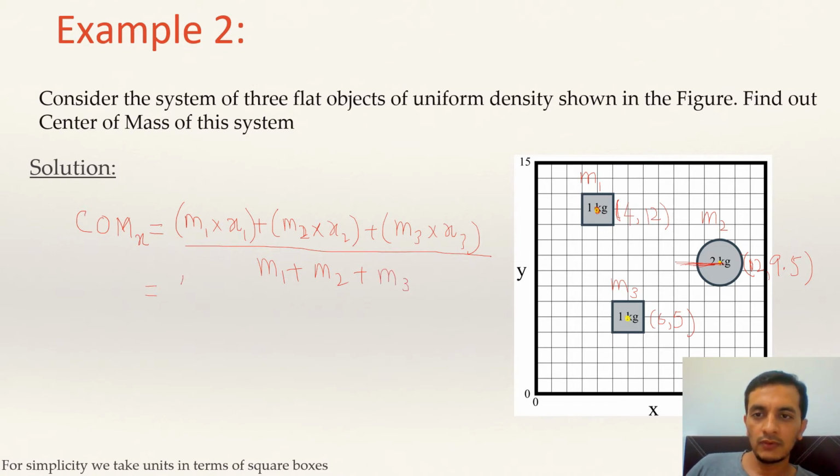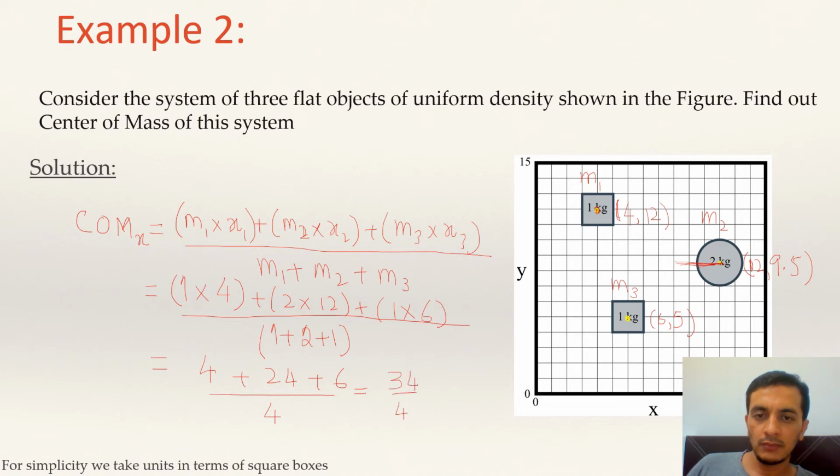So m1 is 1 kilogram times x1 which is 4, plus m2 is 2 kilograms times 12, plus m3 is 1 kilogram times 6, divided by 1 plus 2 plus 1. So 1 times 4 is 4, plus 2 times 12 is 24, plus 6, divided by 4. So it is 34 divided by 4, which is 8.5. So our COM x coordinate is 8.5.